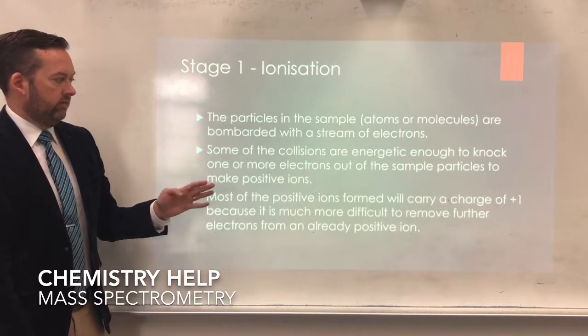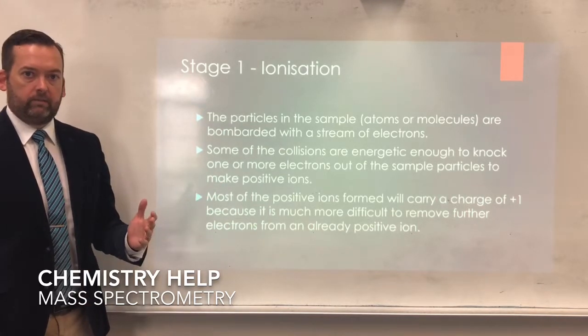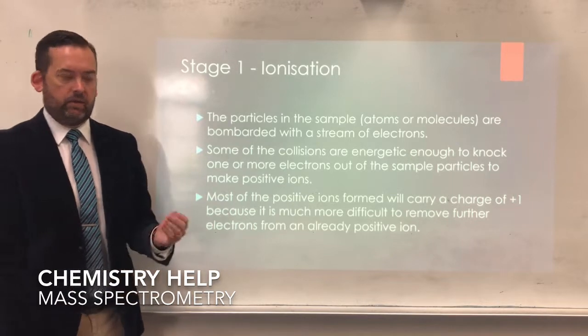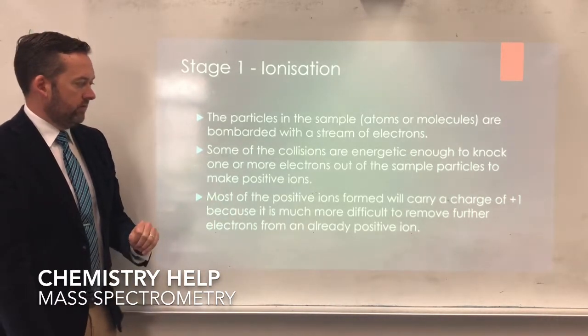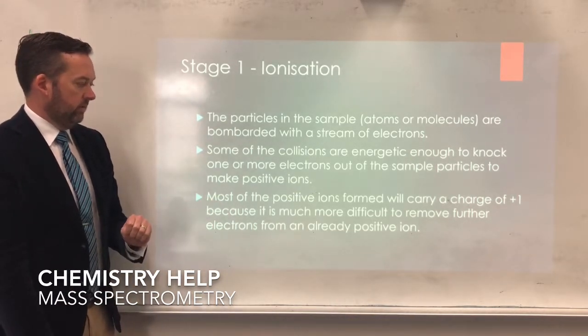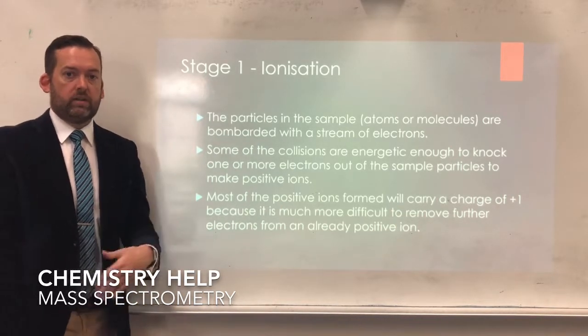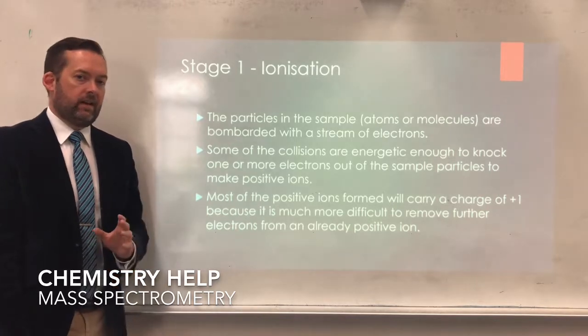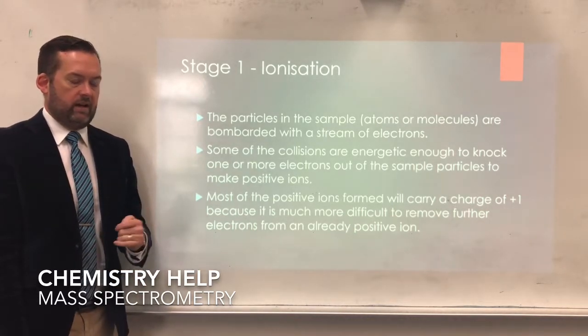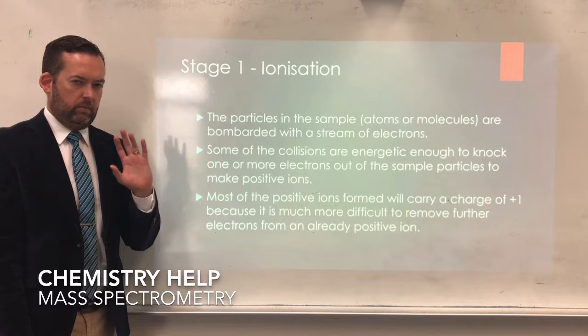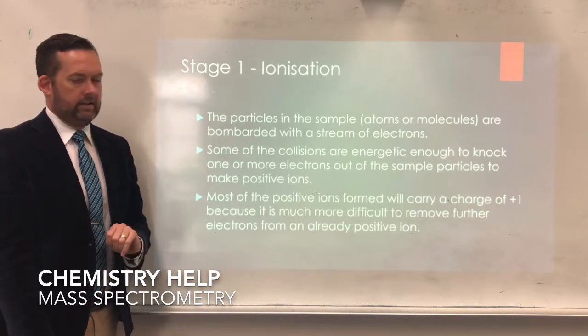Most of the positive ions formed will carry a charge of +1. And for most of the time talking through this video, that's what we're going to assume, because it's much more difficult to remove further electrons from an already positive ion. Although within any mass spectrometer, you do get +2 ions, +3 ions. We take that into account in part of the detection process, but we're just going to look at the operation very simplistically for now, and that's that it's a +1 charge.